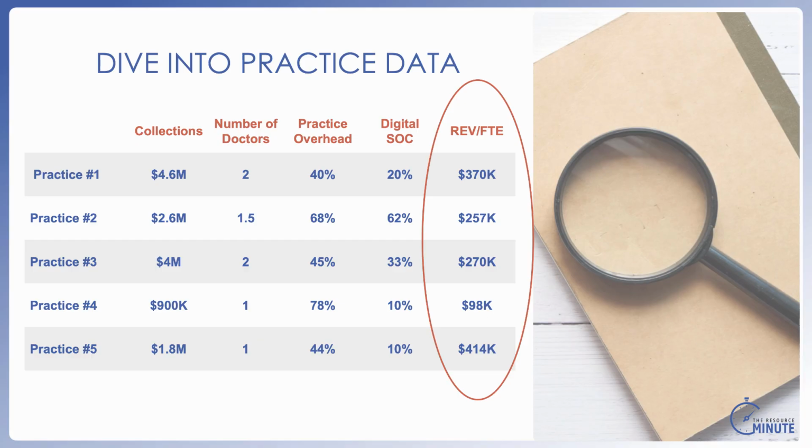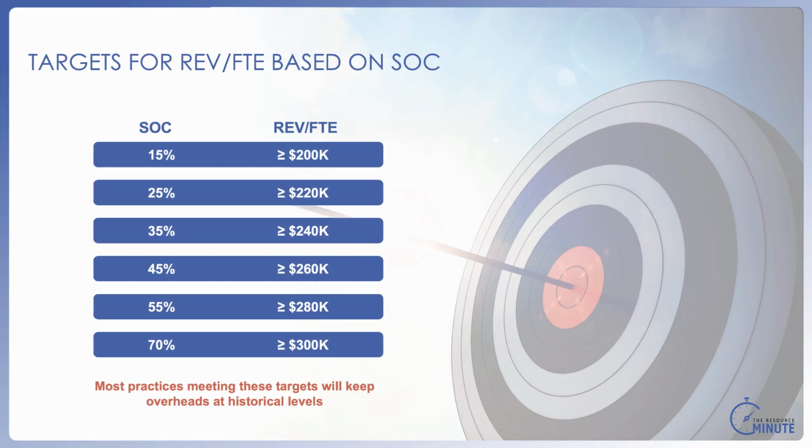And so what you need to know first is, what is my revenue per FTE? Go find that out if you don't know it. And then as your digital share of chair is wherever it is today and migrates up or down, you can kind of titrate where your revenue per FTE needs to be in order to keep your overhead at historical norms, which are about 60%.